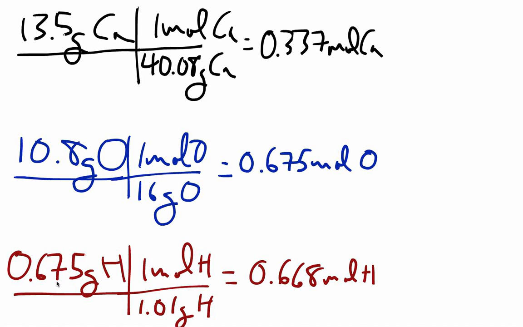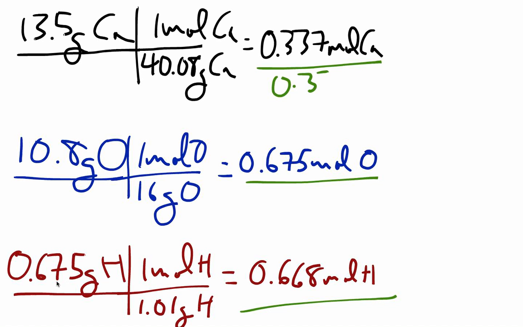Okay, and I just did the other ones quick, so you didn't have to wait for my slow, messy fingers here. So we have each of these values in mole amounts. So I have 0.337 moles of calcium. Now I'm going to divide by the smallest value, and the smallest value here is this 0.337 moles of calcium.